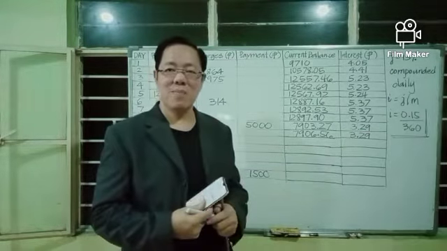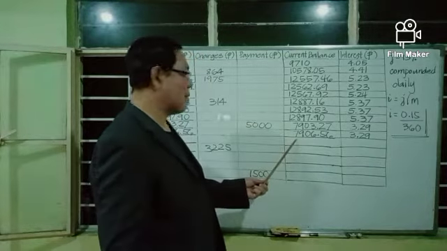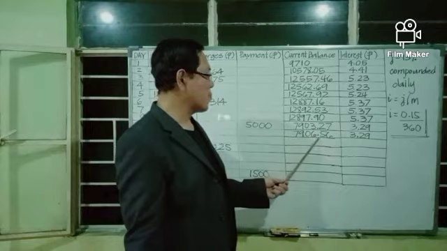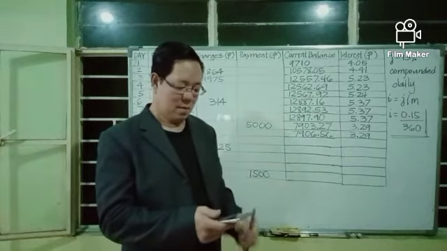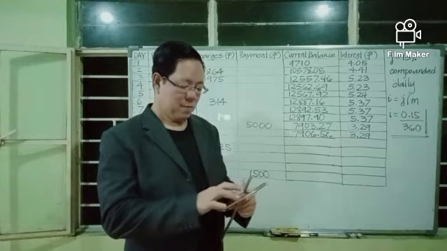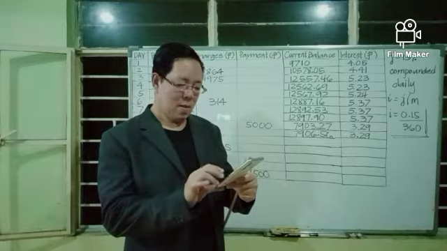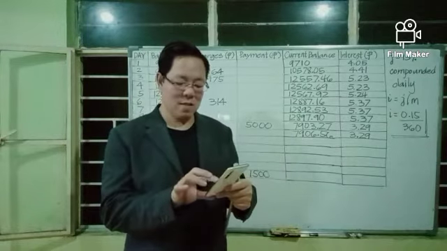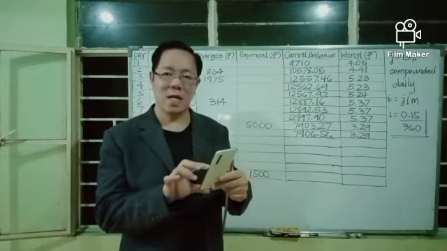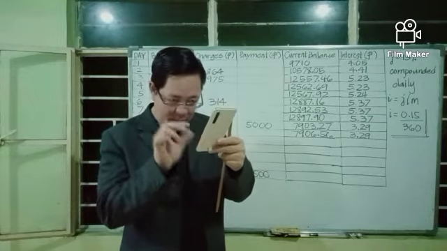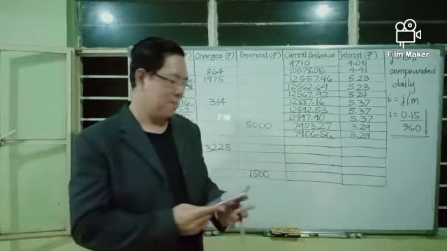And 3.29 pesos is added to the balance at the end of November 10, 7,906.56 plus 3.29. We have 7,906.56 plus 3.29. You should get 7,909.85.